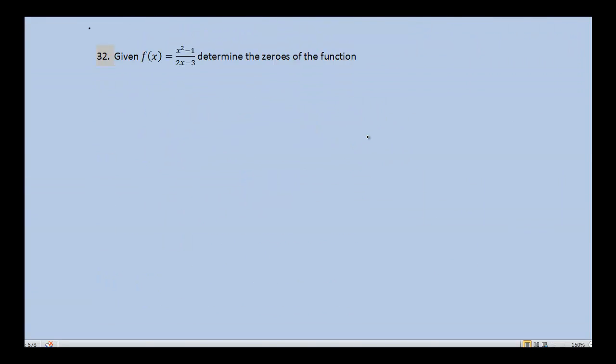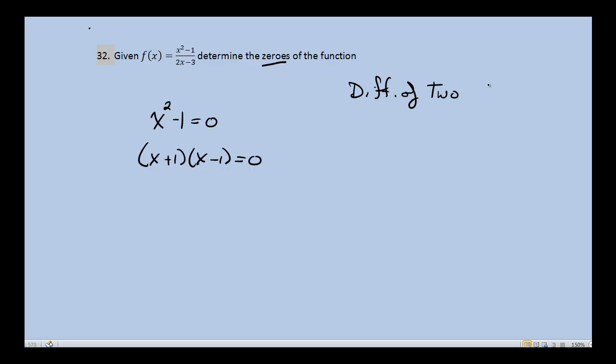Continuing, we want to determine the domain of the zeros of this function. If we want to find the zeros of this function, we're going to set our numerator equal to 0. We can solve this by factoring, and we get x plus 1 times x minus 1 equals 0. X squared minus 1 is the difference of two squares. So a squared minus b squared equals a plus b times a minus b. Definitely go back and review your formula for the difference of two squares.